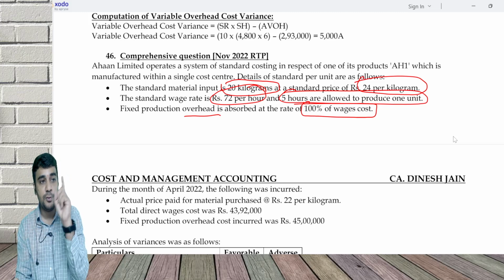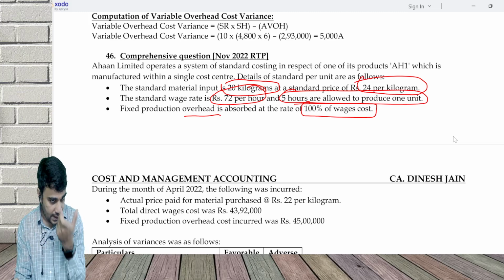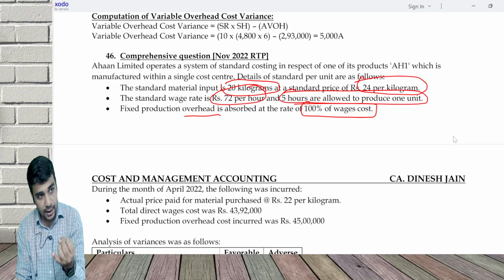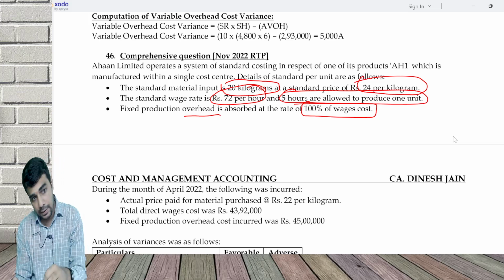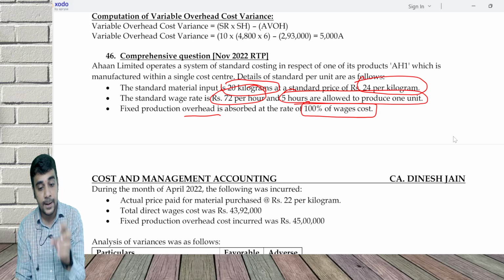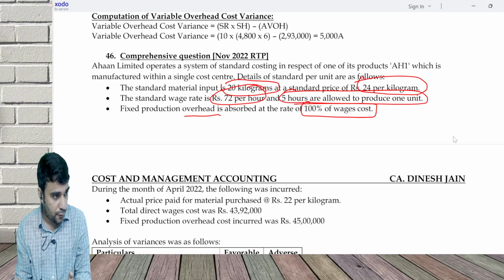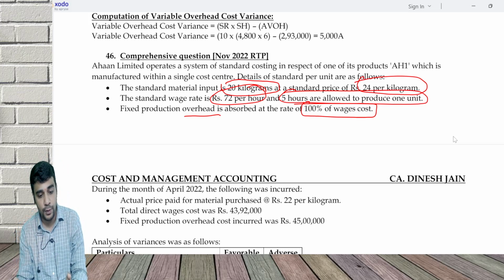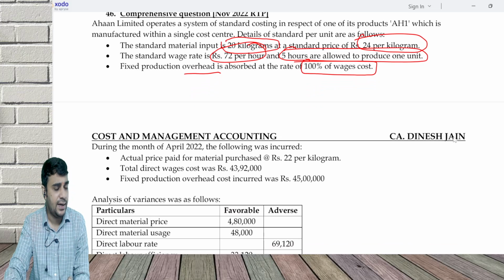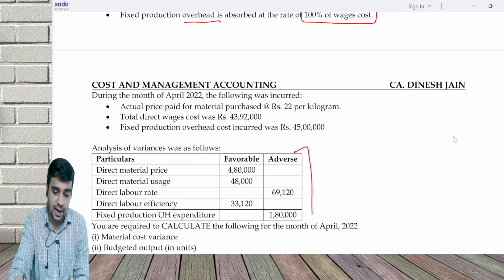Your fixed production overhead is absorbed at the rate of 100% of wages cost. This is nothing but the OAR you would have learnt in the overhead chapter. The OAR can be per labor hour, per machine hour, or percentage of wage cost. So here it is 72 per hour for labor, and the same 72 per hour continues for fixed production overhead. Some actual data is given and some variances are given.